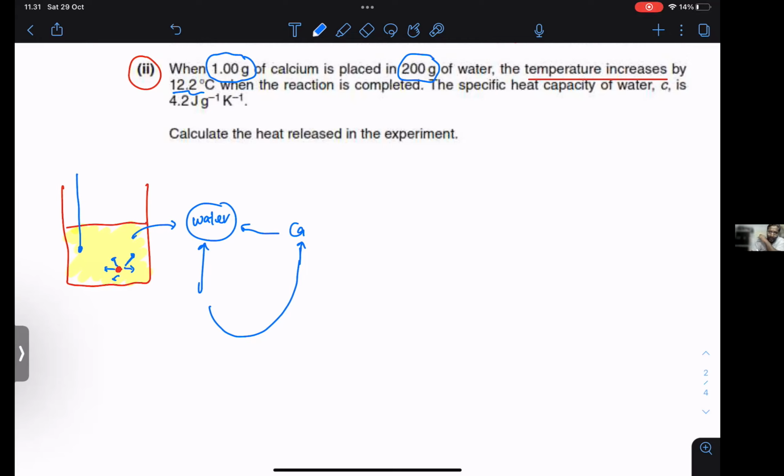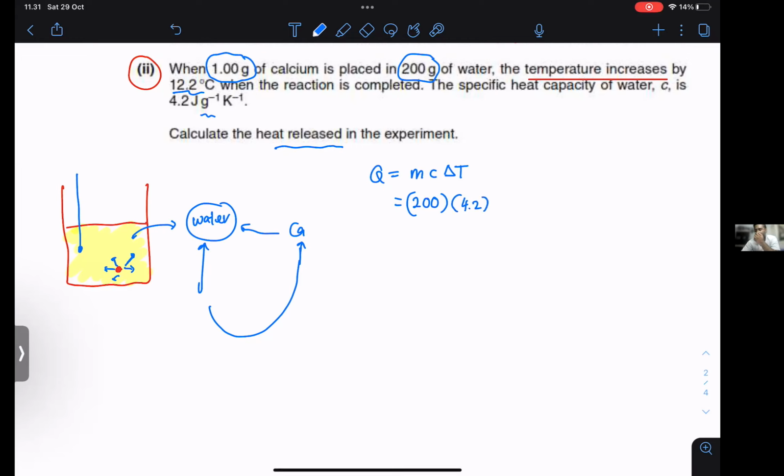In this case, when we want to calculate the heat released in this experiment, the formula is Q = mcΔT. The mass that I am going to use is not the mass of the calcium. This is 200. I'm going to use 200. Why? Because the heat capacity is in joules per gram. So C is the heat capacity, which is going to be 4.2.